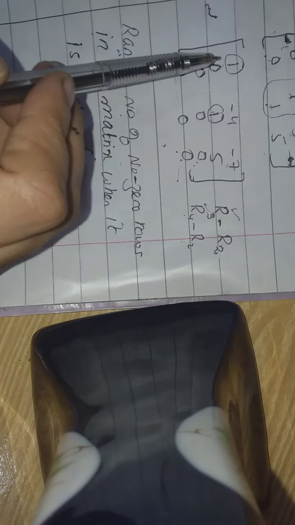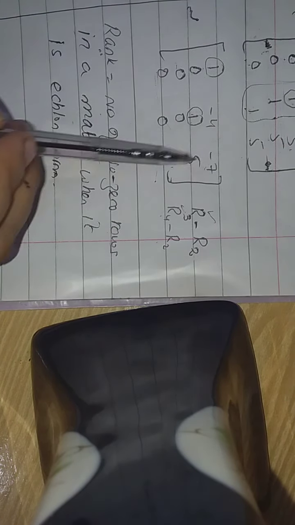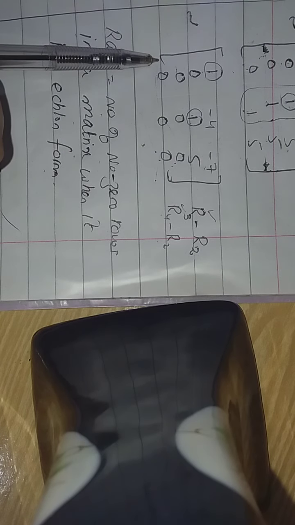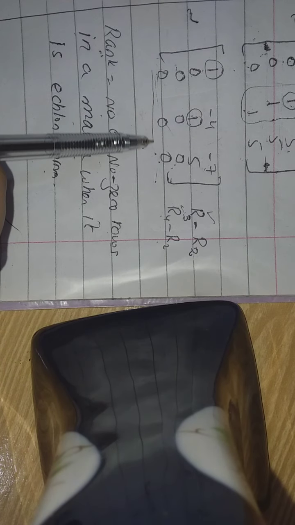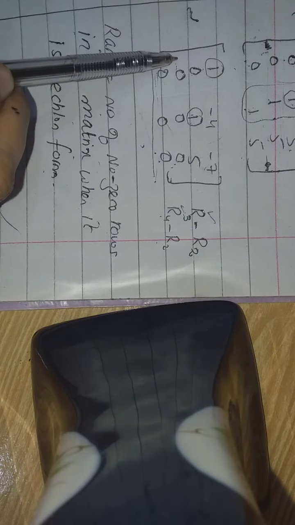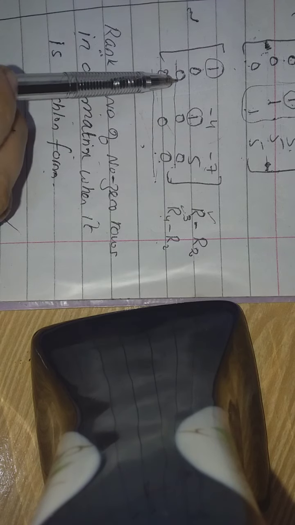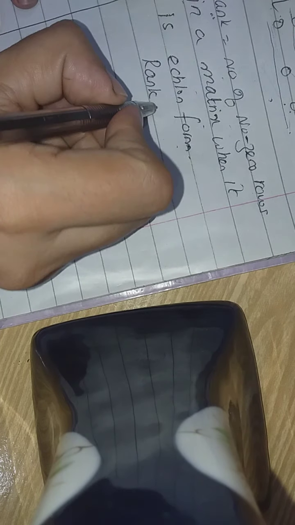We know that this matrix is in echelon form. Both conditions of echelon form are satisfied. Now what do we have to do? We are just going to count the non-zero rows. This is a 0 row. R4 and R3 both are 0. Only 2 rows are left which are non-zero. So the rank is equal to 2.